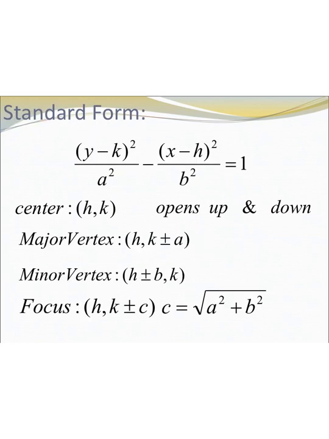For our second form, notice that now our y variable is positive. So we have (y minus k) squared over a squared minus (x minus h) squared over b squared. Our center is again (h, k). Since your y variable is the positive variable, we have a hyperbola that opens up and down, which means for your major vertices, we have h comma k plus or minus a. For your minor vertices, we'll have h plus or minus b comma k. And using the same equation for c, we'll find our focus points as h comma k plus or minus c.